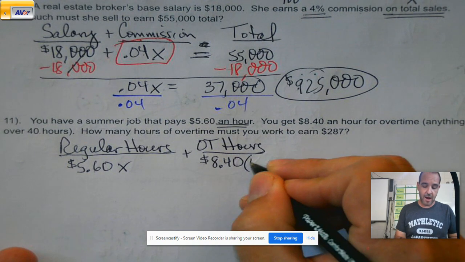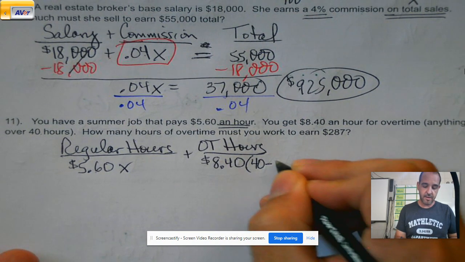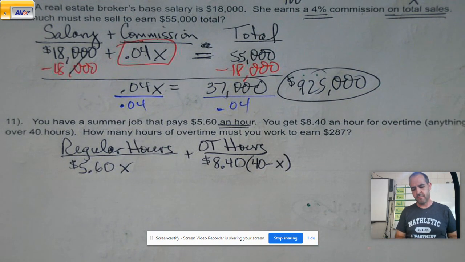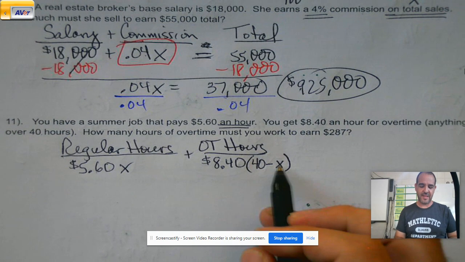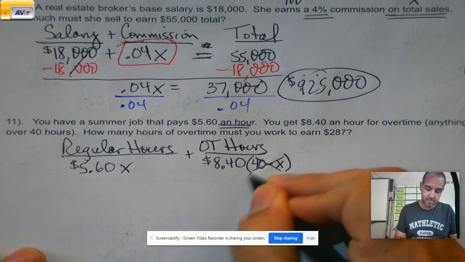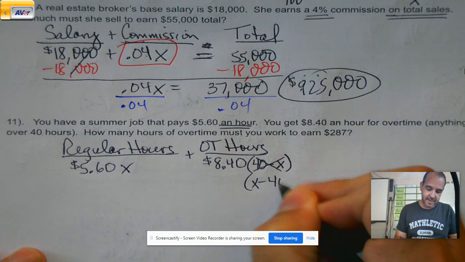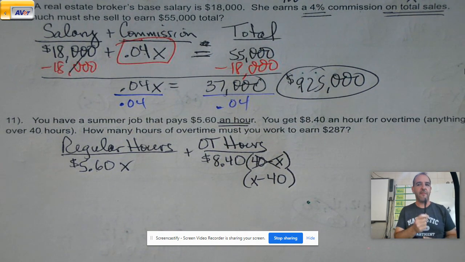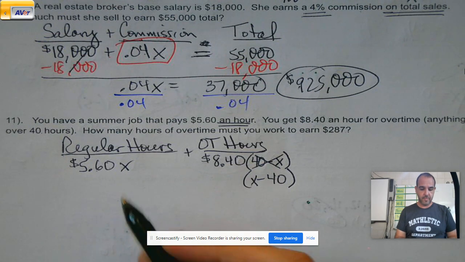So my overtime hours are going to be 40 minus X, or maybe, now let's look at this for a minute. If I worked 50 hours, 40 minus 50, that'd be negative. Well, that's not good. Okay, order matters. Now, did I do that on purpose, or did I just screw up? You'll never know. Because now I can look and say, well, if I worked 45 hours, let's see here.